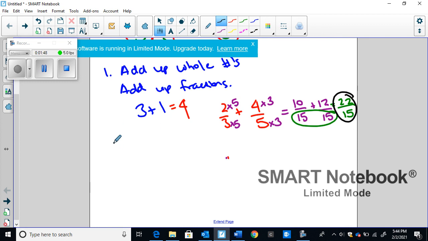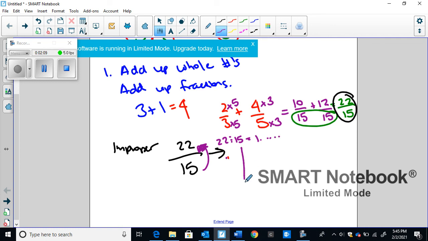Okay, great. So now, what we actually have to do is we have to convert this. You notice it's an improper fraction where the top is bigger than the bottom. So we have to convert 22 over 15 to a mixed fraction. So what I'm going to do is I'm going to see how many times does 15 fit into 22, or what's 22 divided by 15? Well, that's going to be 1 and a little bit. Okay, so we've got 1 being our whole number, that's for sure.